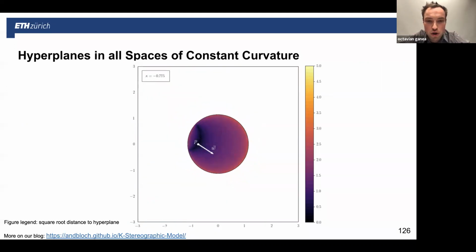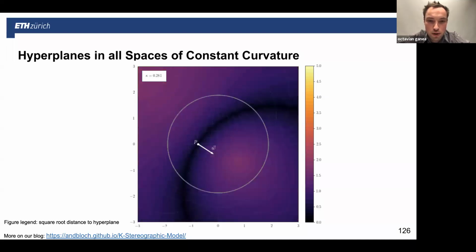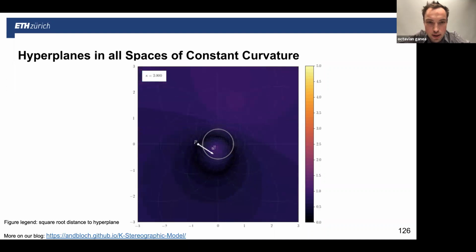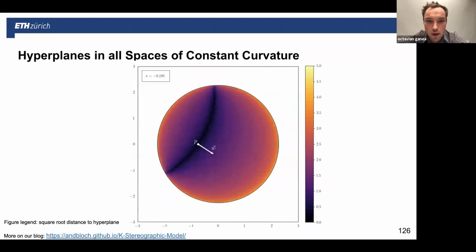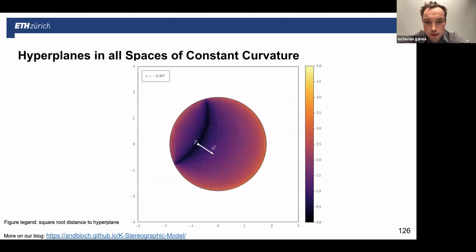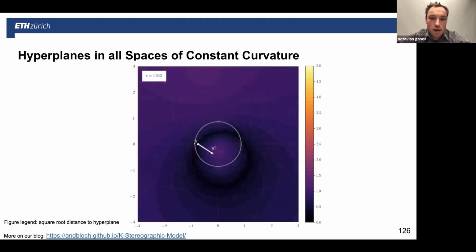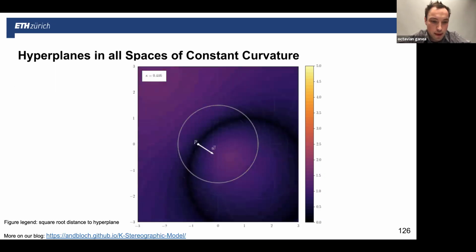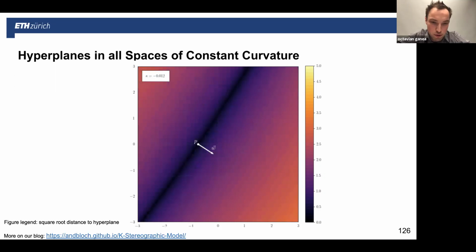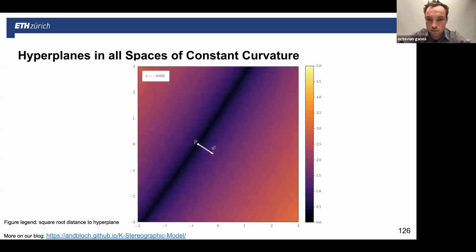What I was showing before was only for hyperbolic spaces, but here we also have it for spherical spaces. So when K is positive, we have a spherical space. Here's the stereographic projection of the sphere. When K is 0, we have the Euclidean space. And when K is negative, we have what I showed you before, the hyperbolic space. We have more cool animations on our blog. Andreas, a former student of mine, has made these nice plots, so feel free to check them.